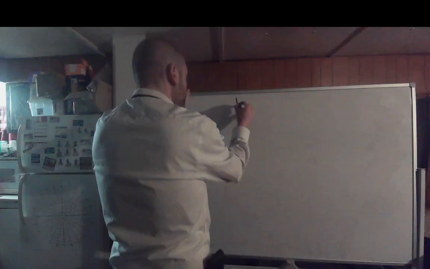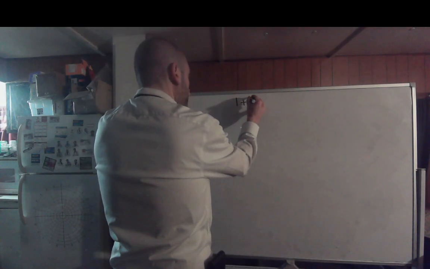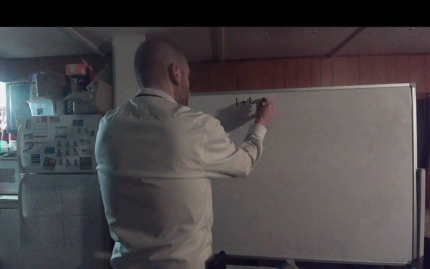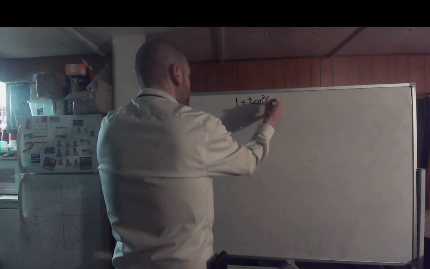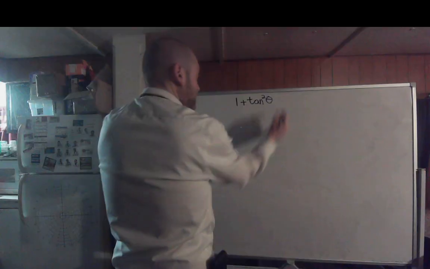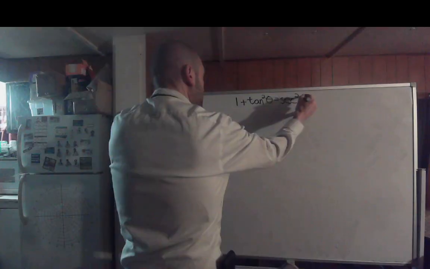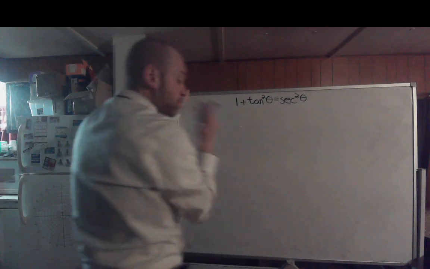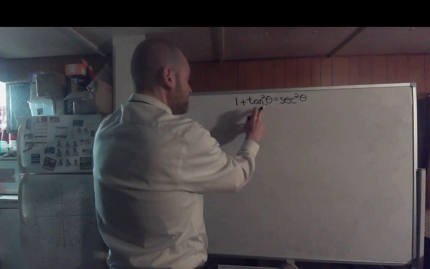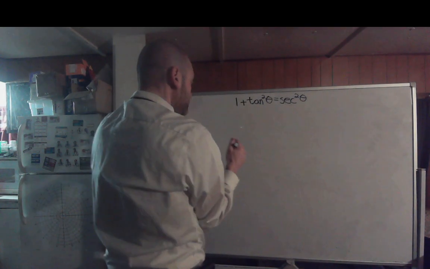Now, we also have another one here, which I'm going to work through to show you. If you have 1 plus the tangent squared of theta, that's going to be equal to the secant squared of theta. Well, let's work on that. Let's show you how that works. So you have 1 plus tangent squared of theta equals secant squared of theta.